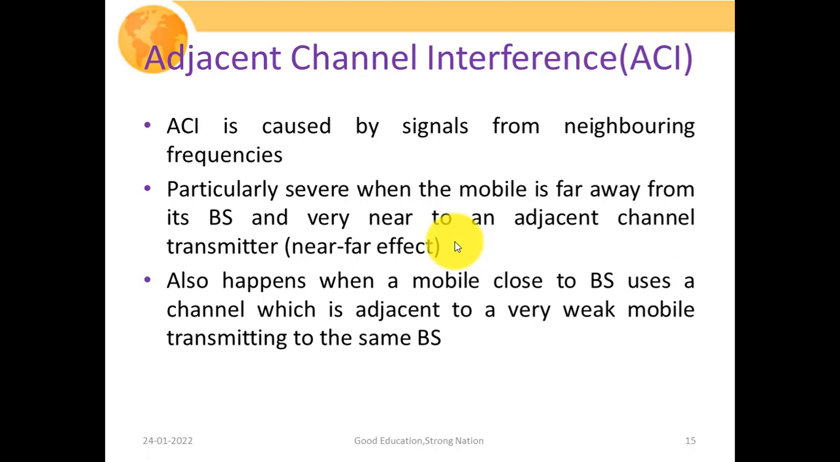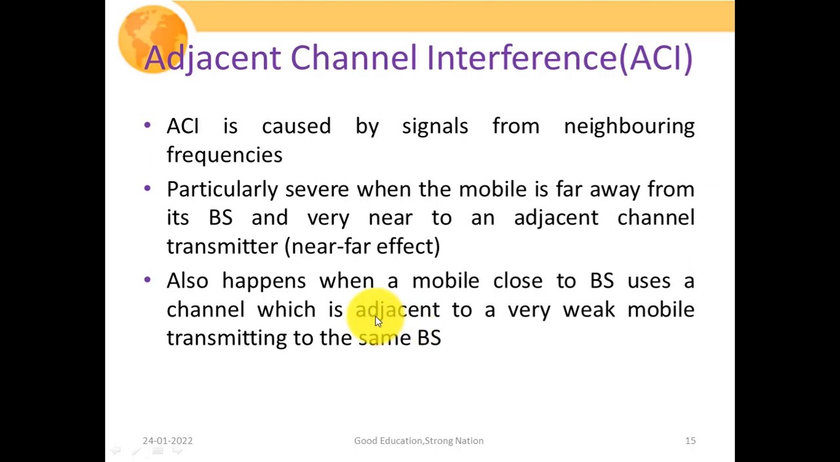So here in this particular scenario, that particular user is going to get a larger amount of interference power, which is going to impact its signal quality. This adjacent channel interference also happens when a mobile close to the base station uses a channel or frequency band which is adjacent to a very weak mobile transmitting to the same base station.